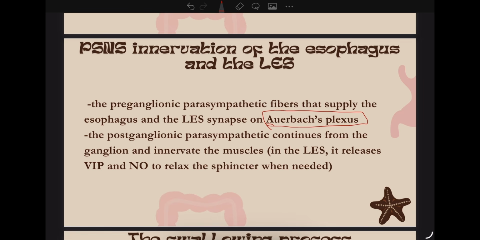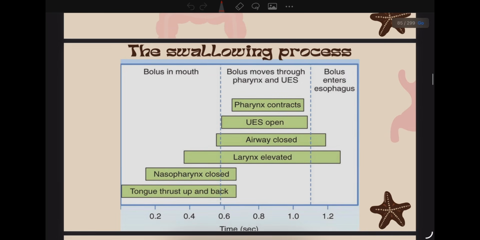If we are in the lower esophageal sphincter, and this is the main point that I wanna say, you want to relax it or to constrict it, like when there is food? Of course, you want to relax it, right? Because it's usually constricted by itself. So it will release what? VIP and nitric oxide to relax the sphincter. It's a concept that we have discussed even in P1. Now the swallowing process.